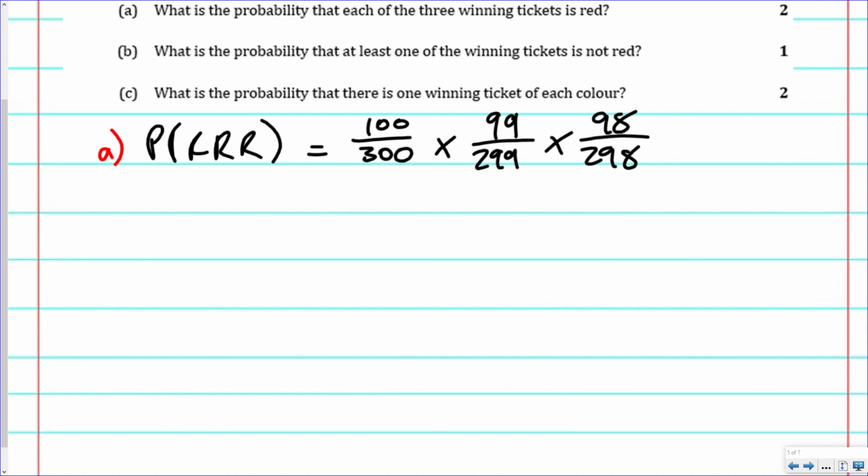Right, so we're going to get some big fractions here. When you do put that onto your calculator, you'll get a nice small number of 970,200 over 26,730,600.